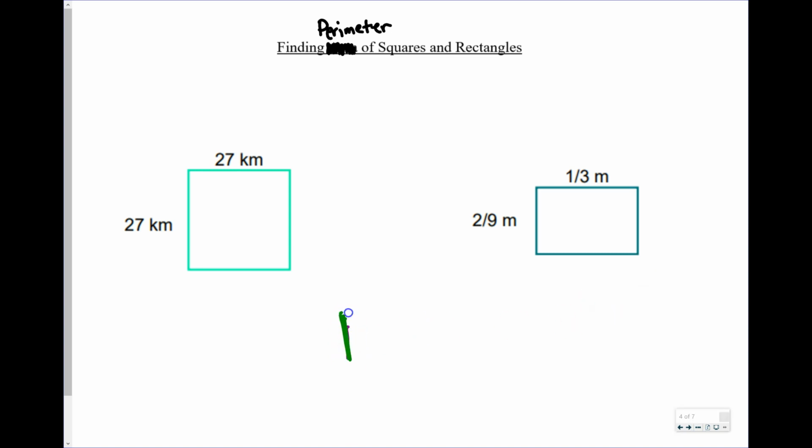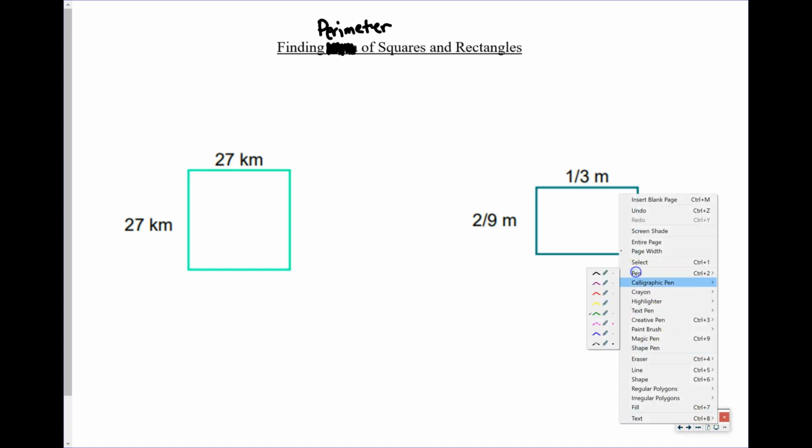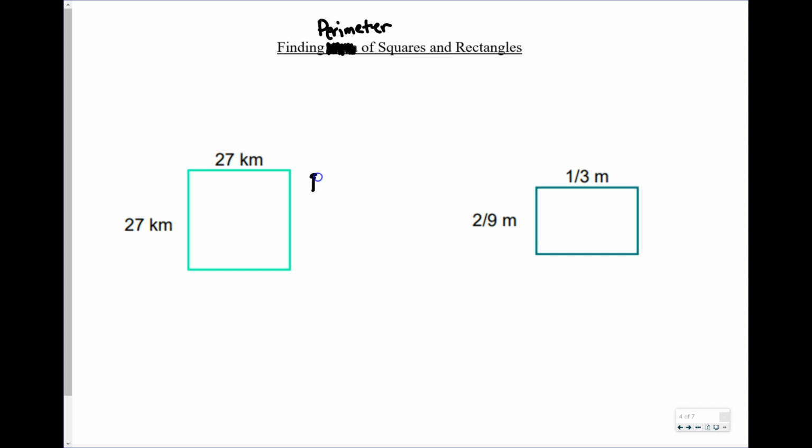If I'm building a fence, I need to decide and measure how much each side is so I can buy enough fence. I don't need this stuff in here. I don't need that. I just need what's around it. So it's an adding type of problem. Perimeter is an adding problem.